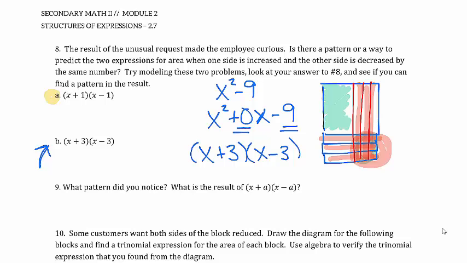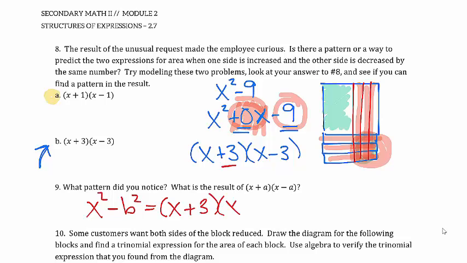So what I want to show you is basically, if there's no 0x, this is the picture for it. You can either add a 0 in the middle and then figure out what multiplies to make negative 9 and adds to make 0, or you can look at this pattern, which is if you have something squared minus something squared, it turns into, I'm going to call this an x, the square root of the first thing, so square root of x squared is x, and the square root of the second thing, square root of 9 is 3, and you would just do plus and minus. We did talk about this in your homework before.